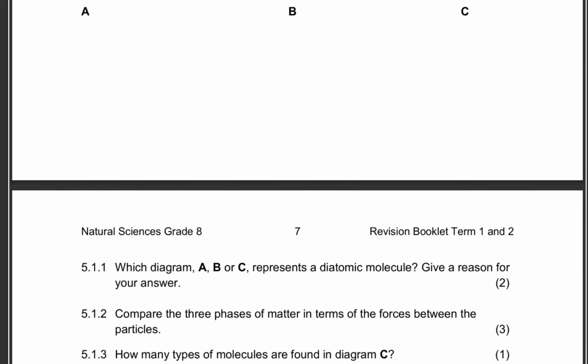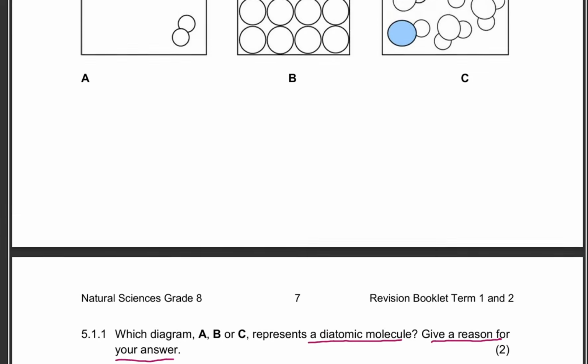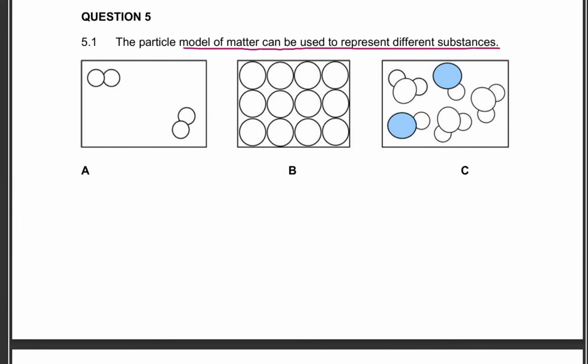Which diagram, A, B, or C, represents a diatomic molecule? So that's the first part of the question. The second part of the question needs you to give a reason for your answer. So you first choose which diagram represents a diatomic molecule, then you give us a reason why you have chosen that particular diagram. So let us draw up and see.